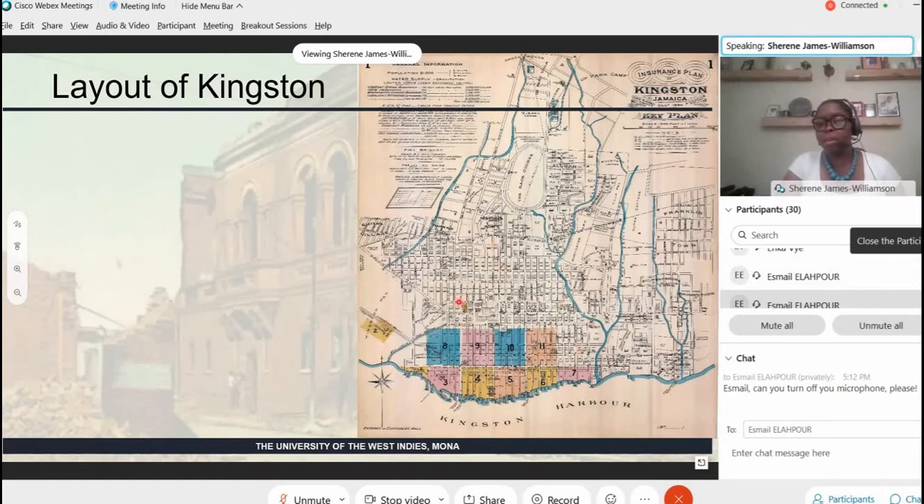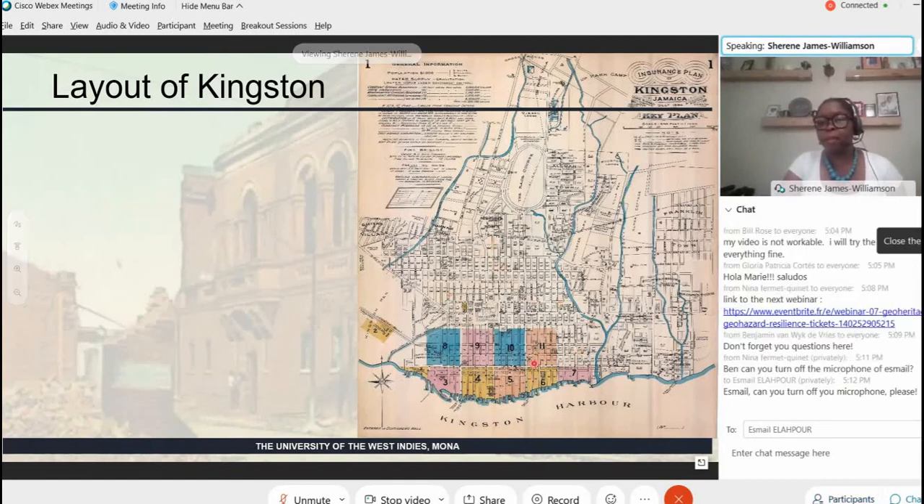The entire layout, this grid pattern, is very reminiscent of a colonial town. This I wanted to point out. This is called Racecourse, and Racecourse is now called National Heroes Park or Heroes Circle. Our national heroes are buried there, just as a little tidbit.